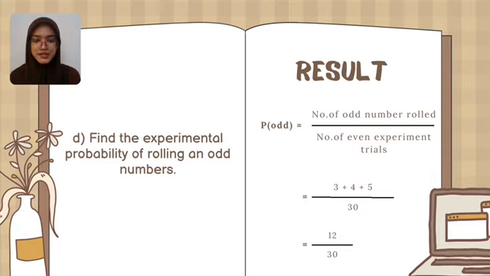D. Find the experimental probability of rolling an odd number. The formula is probability of odd number is equal to the number of odd numbers rolled divided by the number of experiment trials. Hence, 3 plus 4 plus 5 divided by 30. So the answer is 12 over 30.